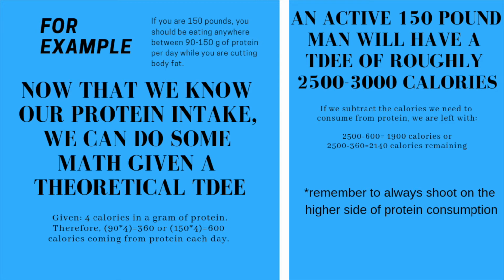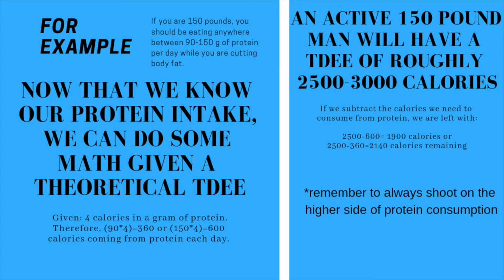A 150-pound male who is extremely active will have a TDEE of roughly 2,500 to 3,000 calories. Knowing this, we can do the math to see how many calories we can consume now that protein is taken care of. So we have 2,500 minus 600 is equal to 1,900, or we have 2,500 minus 360 is equal to 2,140. If possible, I would shoot on the higher side when consuming protein.